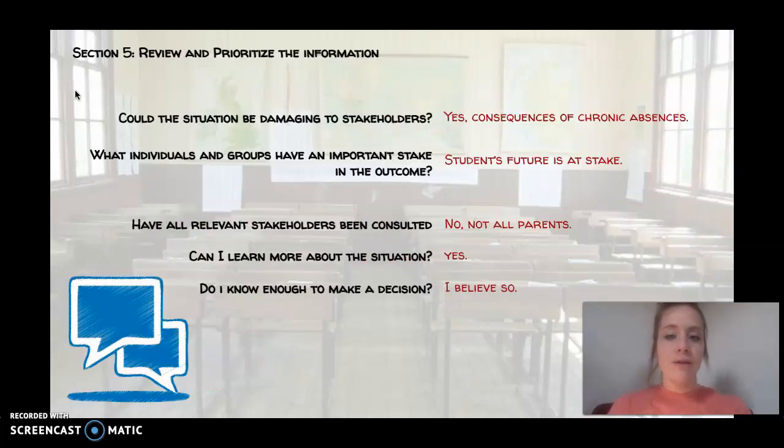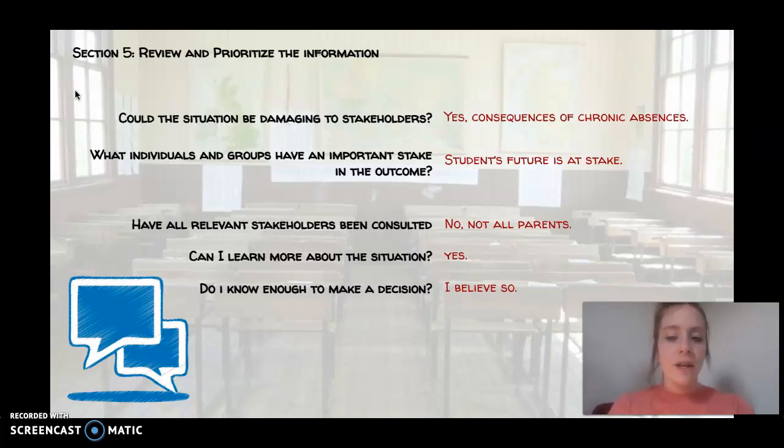So, to review and prioritize the information. Could this situation be damaging to stakeholders? I have yes, because the consequences of chronic absences can be really damaging to the students for their future and to help them even graduate high school or get post-secondary jobs. What individuals and groups have an important stake in the outcome? Students. The students' future is really at stake with these absences.